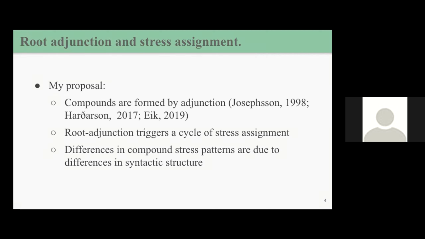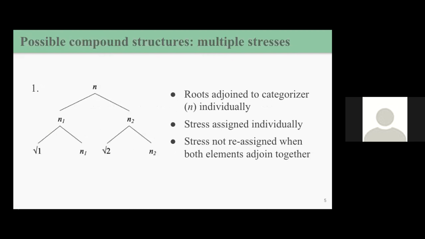And this is really nice because it predicts that differences in compound stress patterns are due to the syntactic structure. In different languages, you can get different stress patterns with different compound forms. So for instance, if you have multiple stress patterns, you could have a form like this, where each root is adjoined separately to a categorizer, N in this case. And in these cases, stress would be assigned individually to each root. And then when they are joined together, stress is not reassigned, and you would just get two separate phonological words.